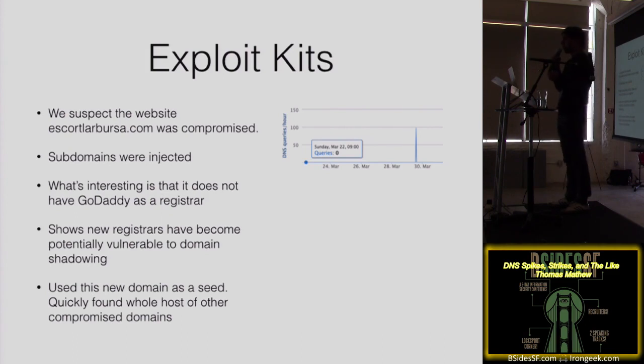All this work had to be done manually, but it could not have been possible if we didn't have easy methods to separate the data. So with this new domain, we used Escort La Bursa as a seed and leveraged all of our passive DNS data to help us find new malicious domains. As a result, we ended up finding an entire IP space that was used by these guys to host some pretty bad stuff, and you're able to block it all out.